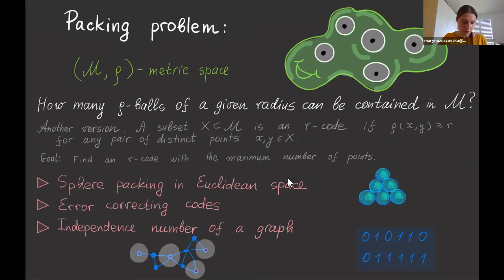Here are some famous problems which fit into this framework. First, it's sphere packing in Euclidean space. In general, it fits into this formalism, only we have to clarify what explicitly that means. Then another very famous application is the construction of error correcting codes.